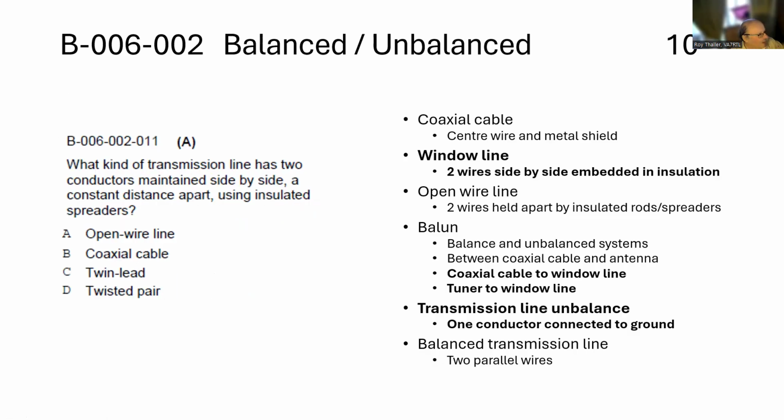Another question. What kind of transmission line has two conductors maintained side by side, a constant distance apart, using insulated spreaders? In this case, this would be an open wire line, so A would be the correct answer.